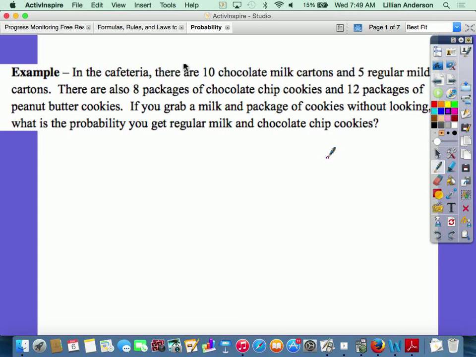chocolate chip cookies? Now, in this situation, you have to realize that grabbing a milk and grabbing a cookie are two separate events. They are what is considered independent events, because whether you choose a milk or whether you choose a type of cookie, they are separate from each other. They are independent of each other. Just because you choose chocolate milk doesn't mean you're going to choose chocolate chip cookies. They are completely separate from each other. I hope you guys understand that.